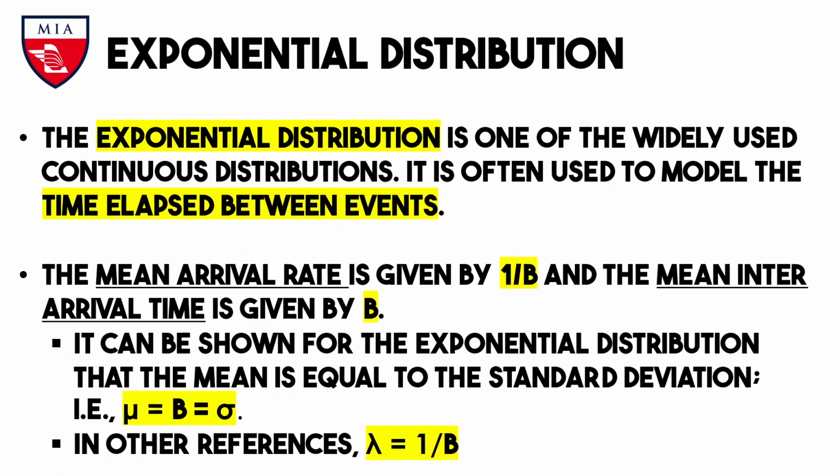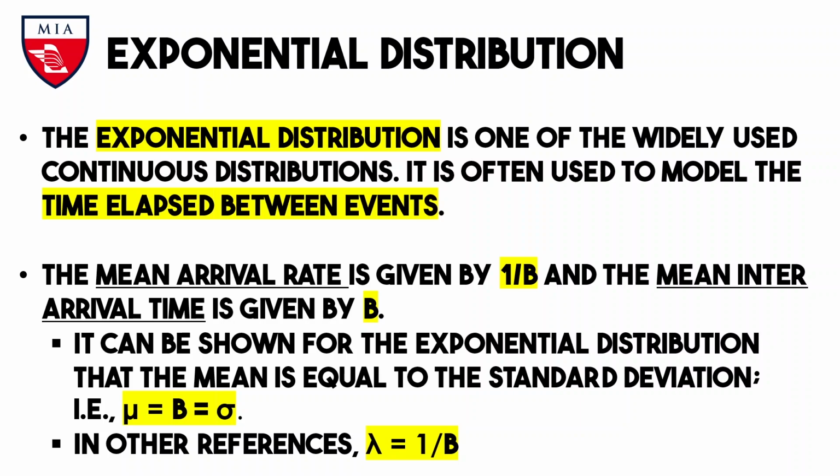So lastly, we have the exponential distribution. The exponential distribution is one of the most widely used continuous distributions. It is often used to model the time elapsed between events. The mean arrival rate is given by 1 over b, and the mean interval time is given by b. For the exponential distribution, the mean is equal to the standard deviation, so the mean is b, and b is equal to sigma. In other references, the rate, or lambda, is equal to 1 over b.